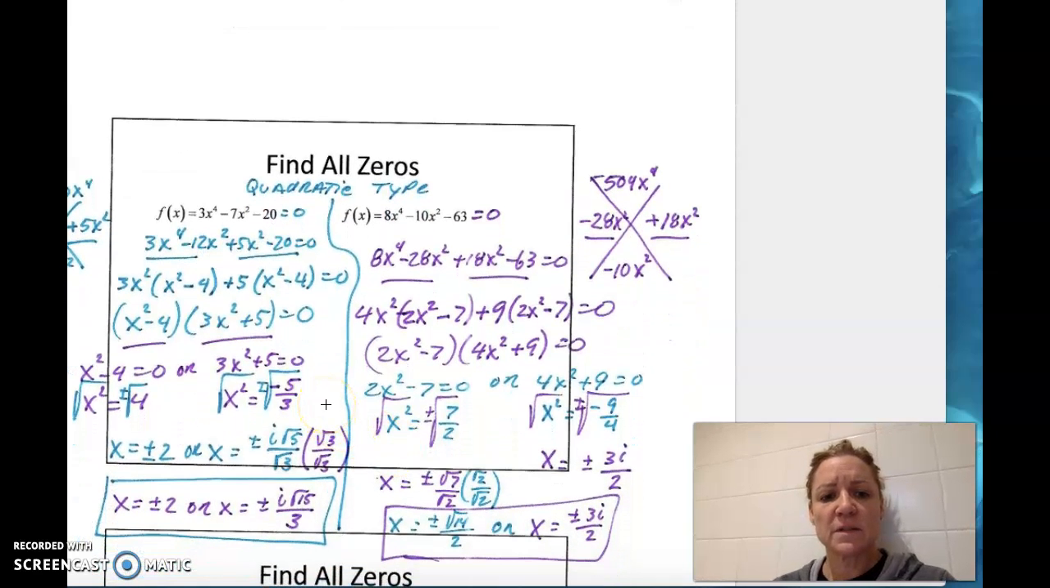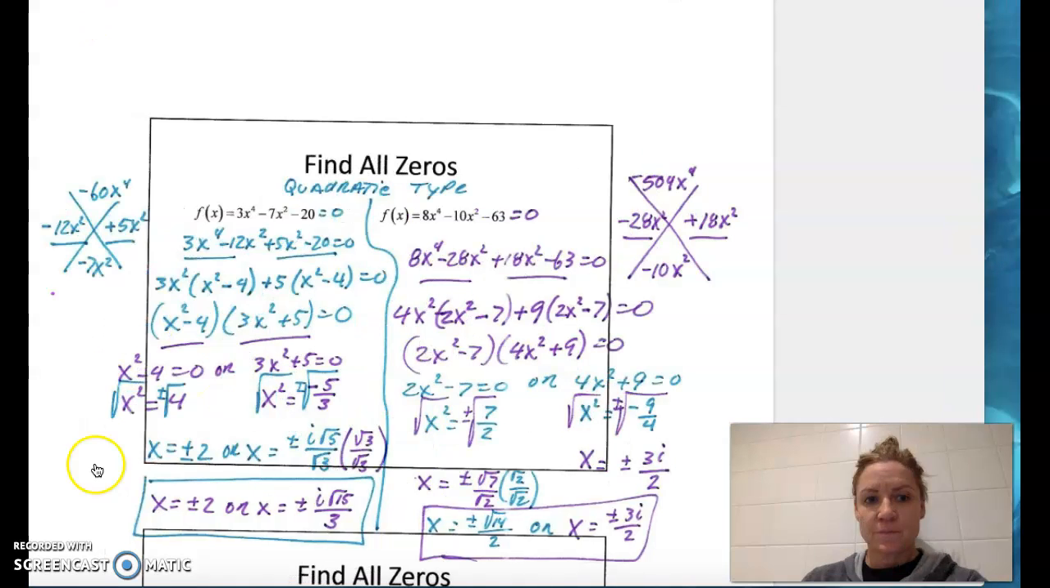All right, let me see if I can move this over. All right, so now we're going to take our 3x to the 4th power minus 7x squared minus 20 and set it equal to 0. Largest exponent is 4. That means we need 4 answers.